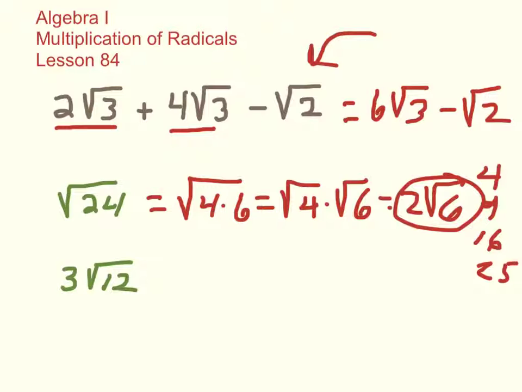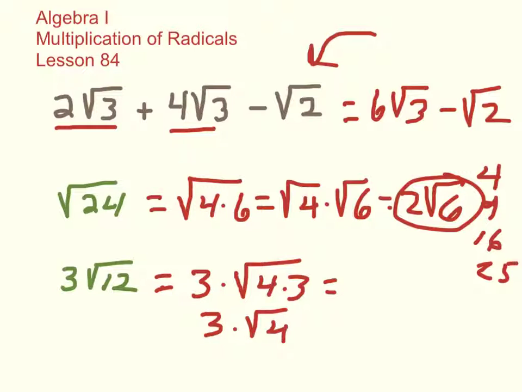Now to finalize what we've already talked about, let's look at this last example. We have 3 radical 12. Radical 12 isn't simplified because I can think of 12 as 4 times 3. It has a perfect square factor. So this means 3 times radical 4 times radical 3. But the square root of 4 is 2, and then 3 times 2, I get 6 radical 3. And that's what we've done with radicals so far.